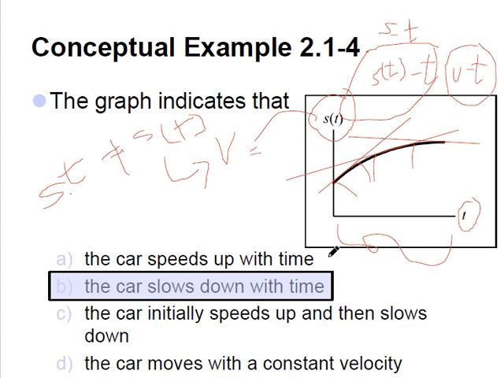Slope steep, speeding up. Slope shallow, speeding is there, but not as much as with the steeper slope. Slope very shallow, almost horizontal, and then your speed is going towards zero. So the car slows down over time.